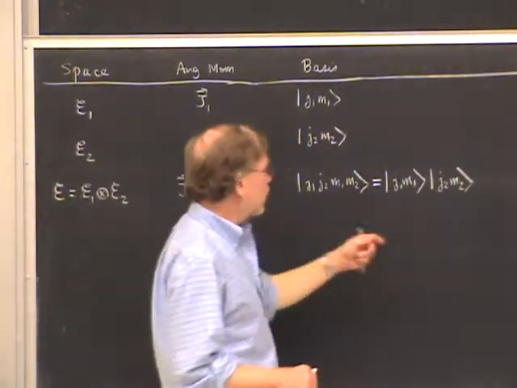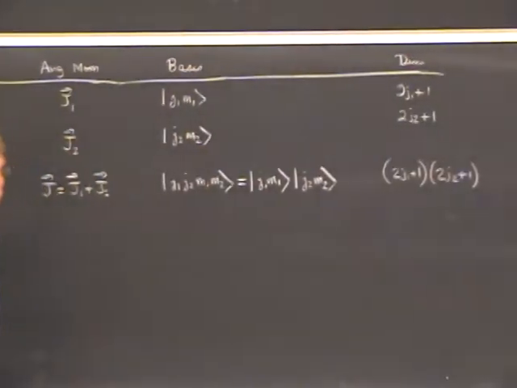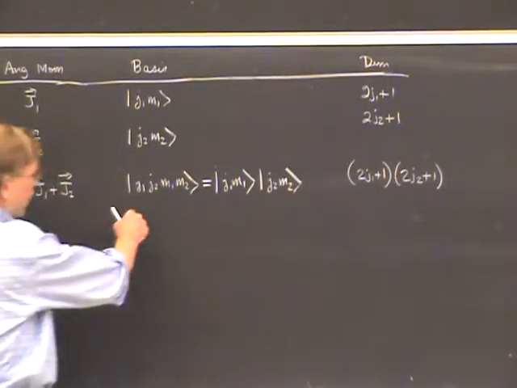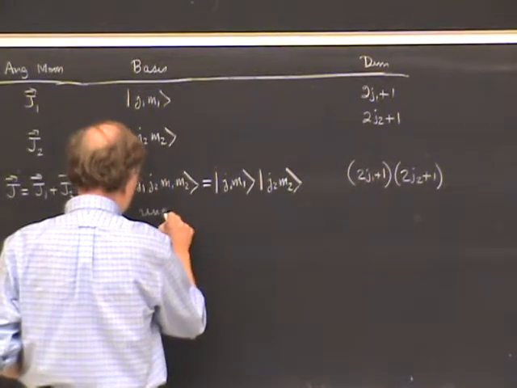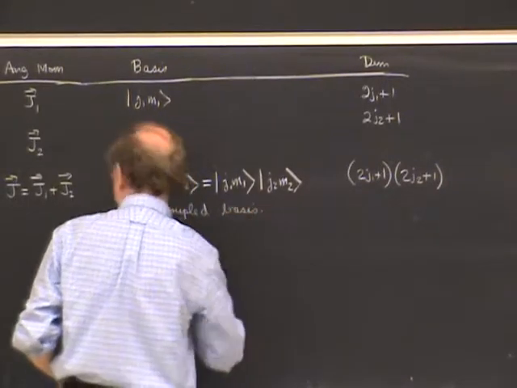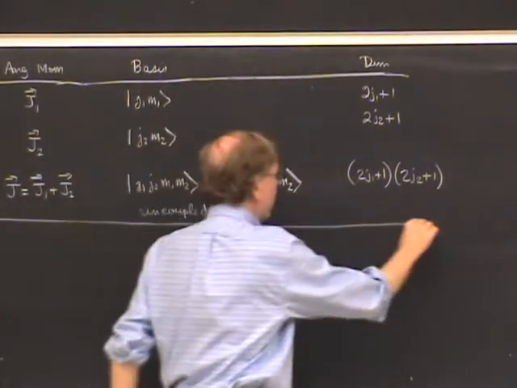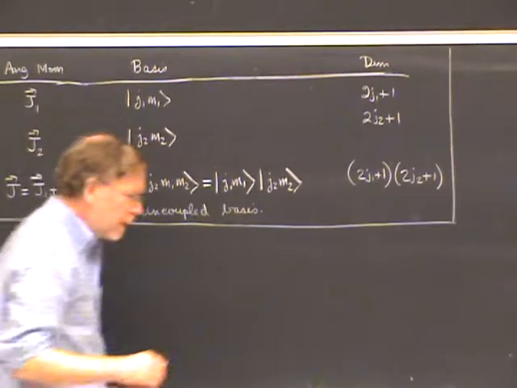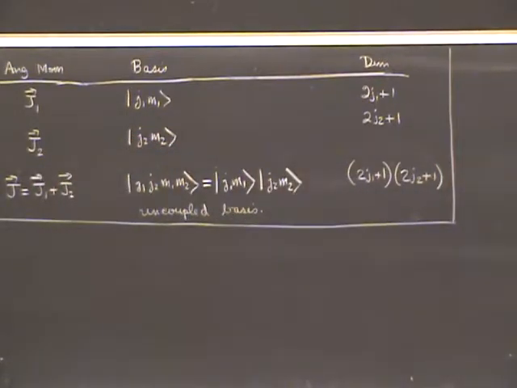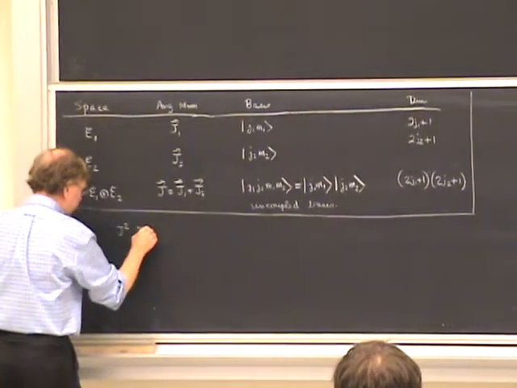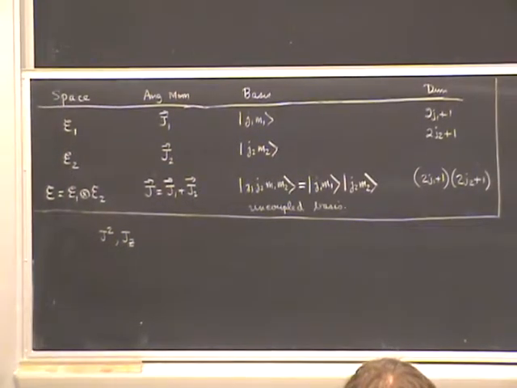The dimensionality of the product space is the product of the dimensions, and a basis in the product space is the product of the basis vectors in the constituent spaces. This particular basis is something that I'll call the uncoupled basis, to distinguish it from the coupled basis, which is coming up in a moment. Anyway, this gives the setup of effectively the linear algebra problem of addition of angular momentum. Now, the main goal here is to find the standard angular momentum basis on the product space. By definition, the standard angular momentum basis is a simultaneous eigenbasis of the operators J squared and Jz.